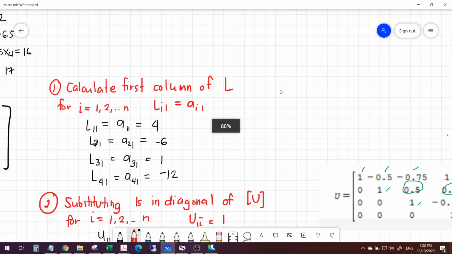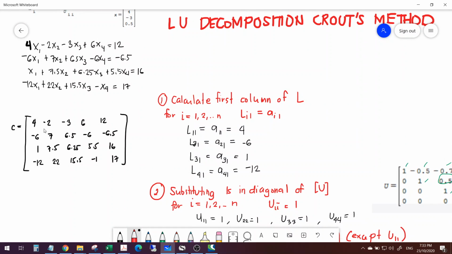Remember, where's our A matrix? I'll write it down. So remember, this is the A matrix, while this is the B matrix, right? So A11 is this, A21 is second row, first column. The second row, first element is negative 6, third row first element is 1, fourth row first element is negative 1, negative 12. Okay, we're done with step 1.